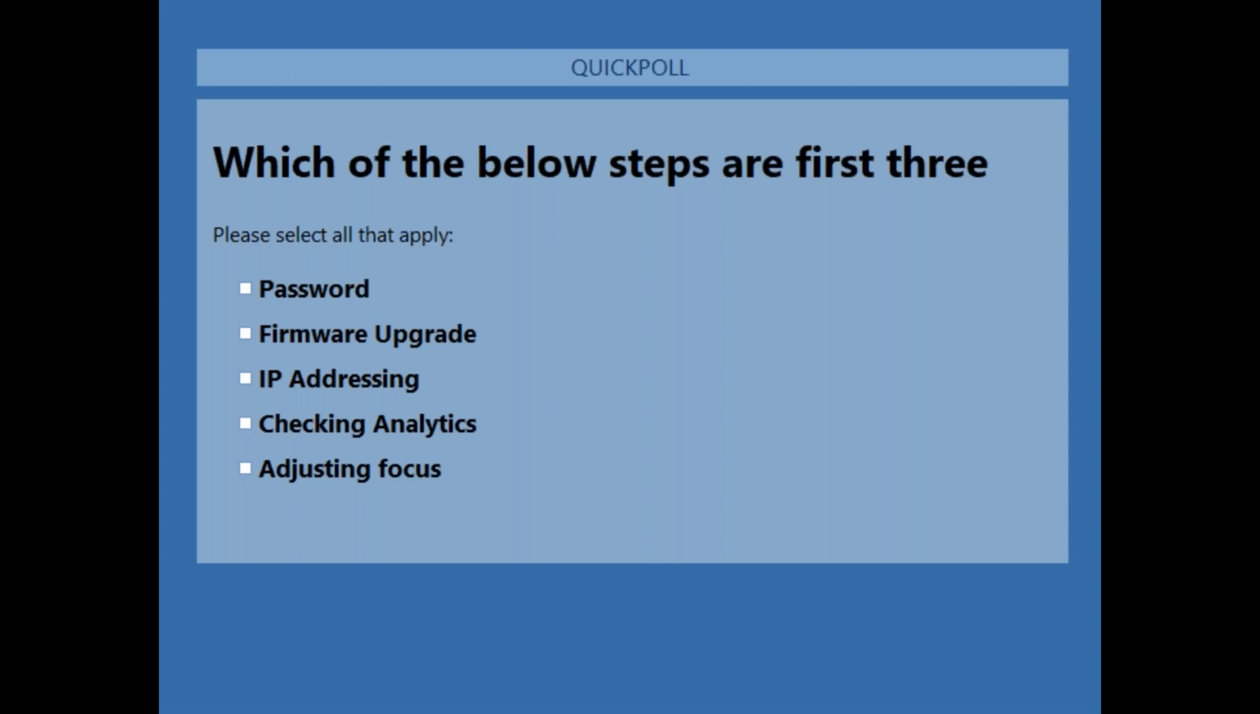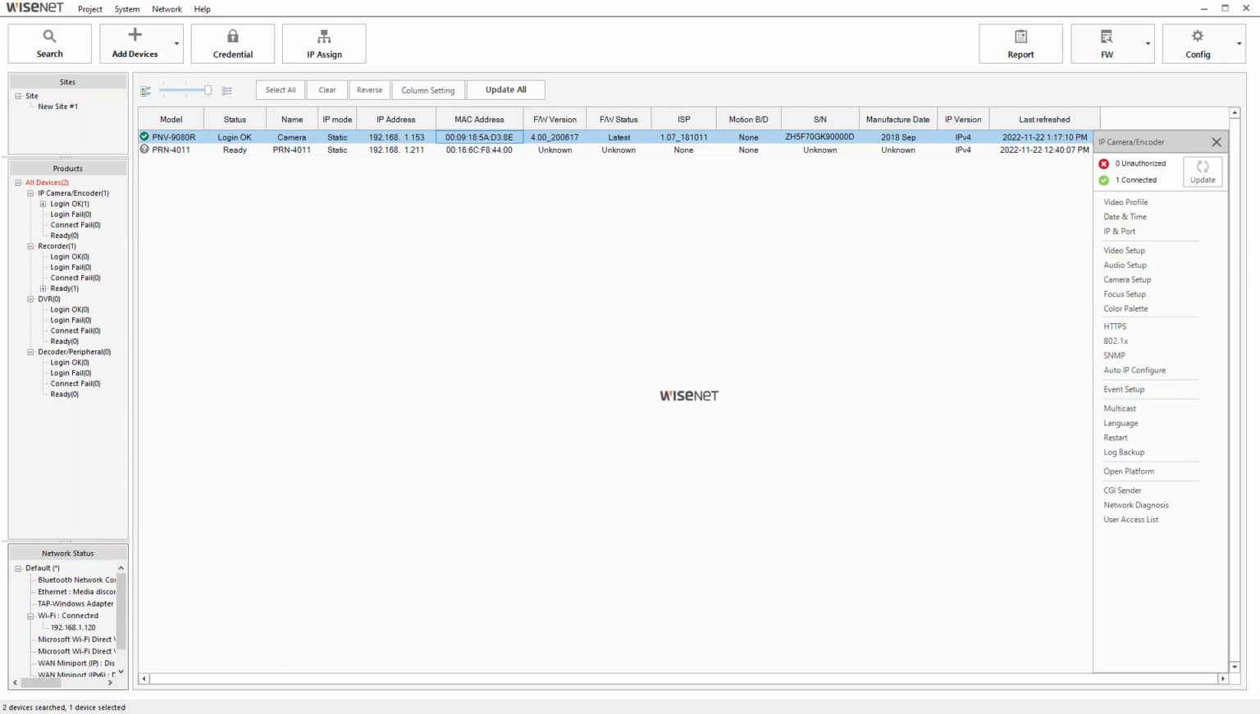Okay, good. So the first three steps that we learned is password update. Fine. First change the password, then fix the IP address, then firmware update. Okay, these are the three first steps.